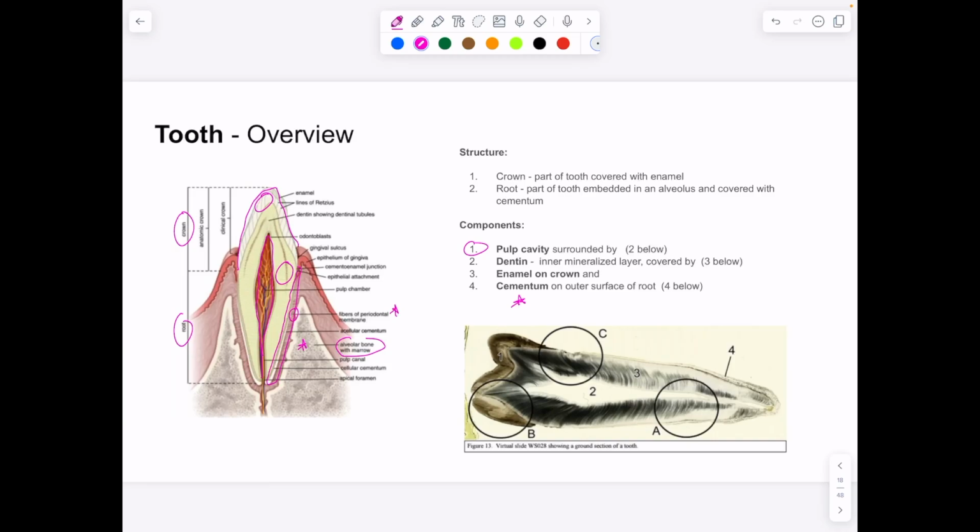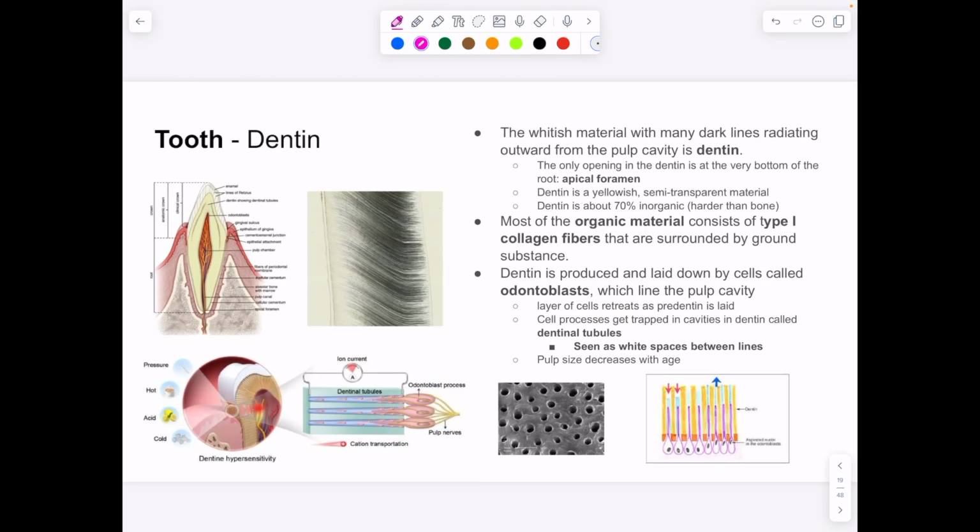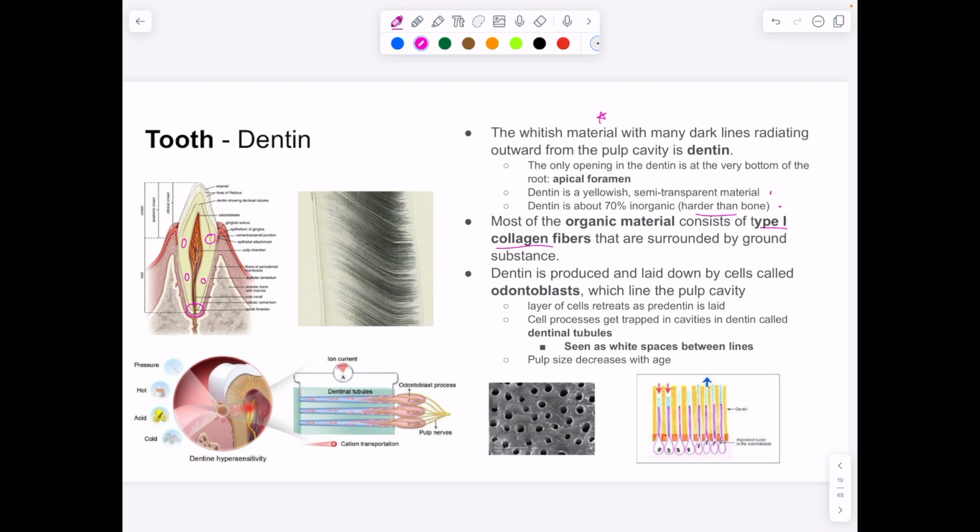Okay, so this is the cross-section given to us in lab. Not too bad. We'll start with dentin, which is located here, all around the pulp cavity. It's a whitish material with many dark lines radiating outwards. There's one opening called the apical foramen, and it's yellow, semi-transparent. It's about 70% inorganic, which means it's harder than bone. Most of the organic material consists of type 1 collagen fibers, and it's produced by these cells called odontoblasts, which lay down pre-dentin, which then mineralizes into dentin.